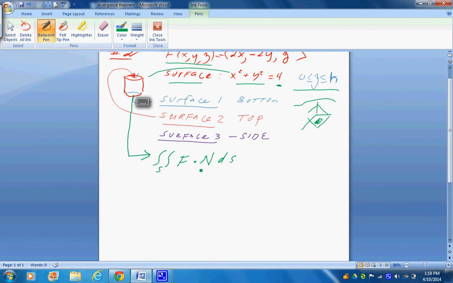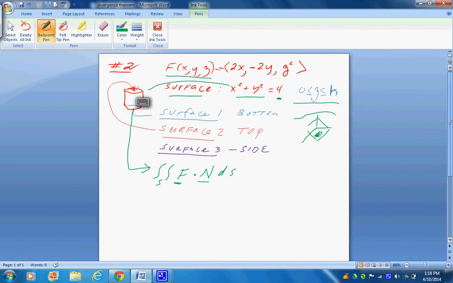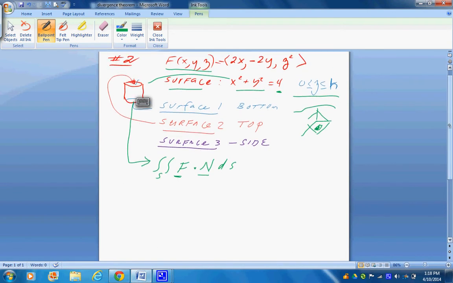Okay? And I know what F is. F is given to me. It's 2x, negative 2y, and z squared. I'm going to need to find the normal vector. And in this case, if I think about it a little bit, the normal vector is the vector pointing straight down from here. So the normal vector is going to be equal to negative k in this case. Now let me take the top surface, because that's going to be similar.